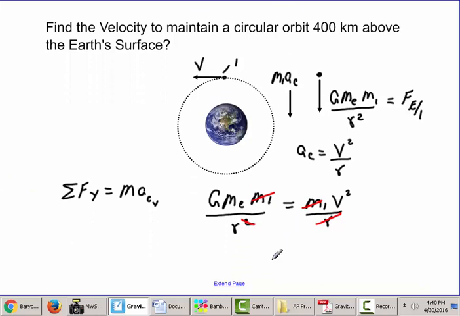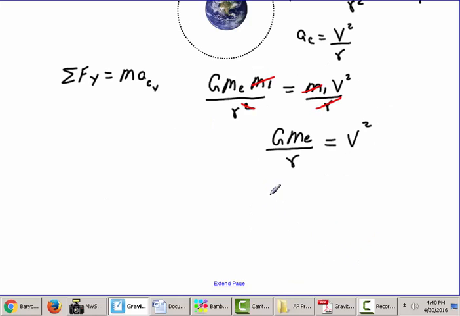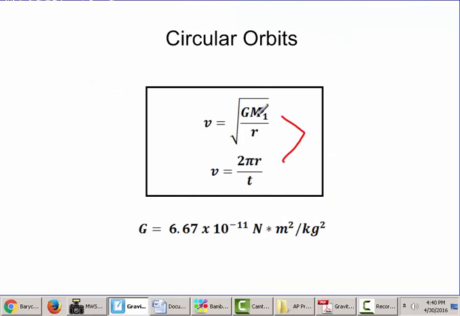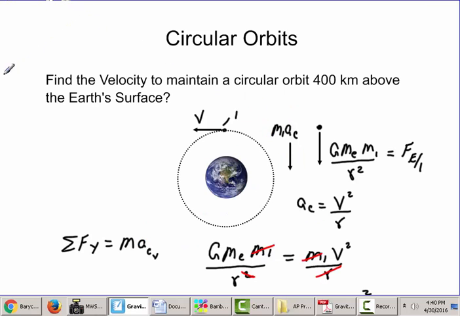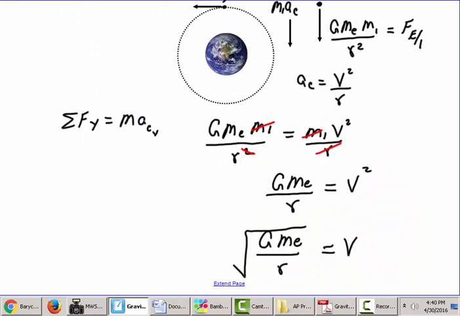When I do that, I will get big G times mass of Earth over r is equal to velocity squared. Now we will solve that. I can say that the square root of big G times mass of Earth over r is equal to v. And to go back, that's exactly the equation that I have here. So again, if you forget it, it's very easy to derive, and actually I prefer you to derive it.